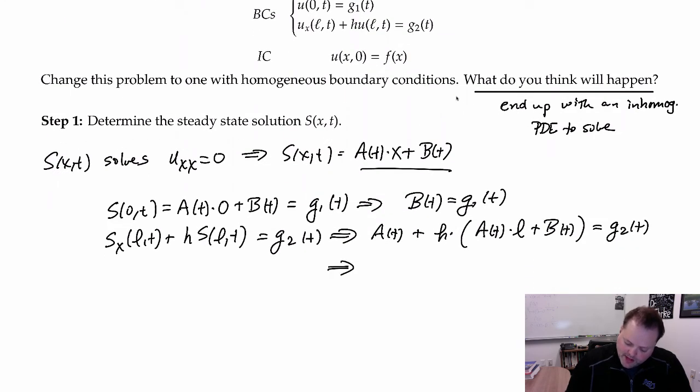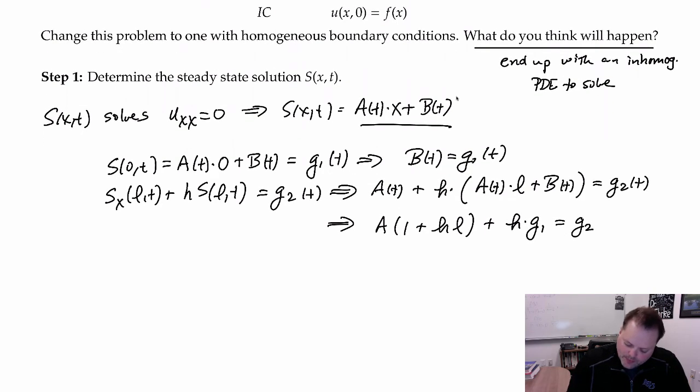So I want to solve for a. So I'm going to stop writing of t. We know these are functions of t. So this is going to be a times 1 plus hl, plus hb, but b is g1, so I'm going to write g1 here, equals g2. And so a is g2 minus g1h over 1 plus hl.